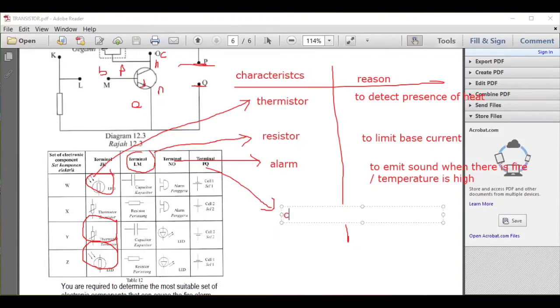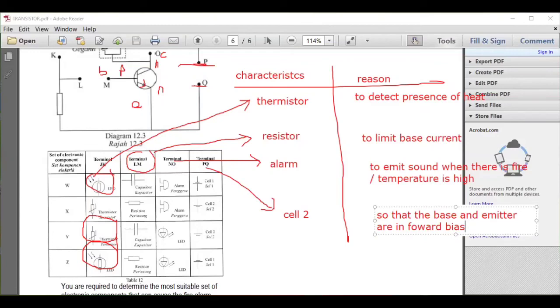Cell 2. The reason is so that the base and emitter are in forward bias. So that the base and emitter are in forward bias.